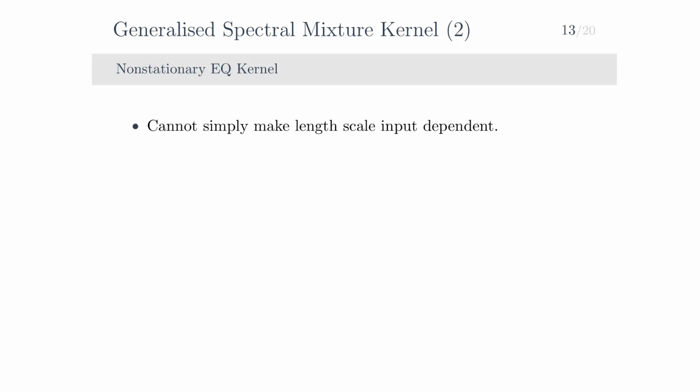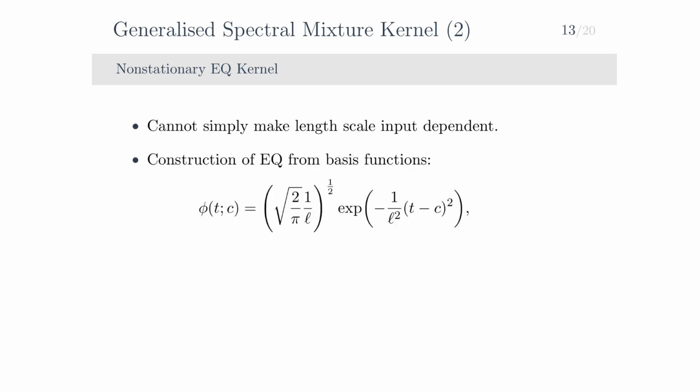Extending the EQ kernel to non-stationary signals, unfortunately, is not as simple as making the length scales input dependent, because it then turns out that the resulting function is not positive definite anymore, and every kernel needs to be positive definite for it to be a valid kernel, so that doesn't work. To see how an extension to non-stationary signals instead can be done, let us review an alternative construction of the EQ kernel, one that proceeds by summing up infinitely many basis functions of the following form.